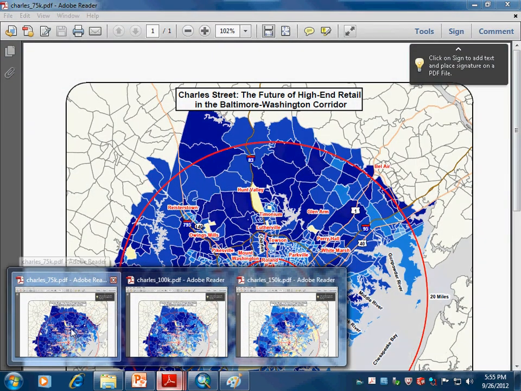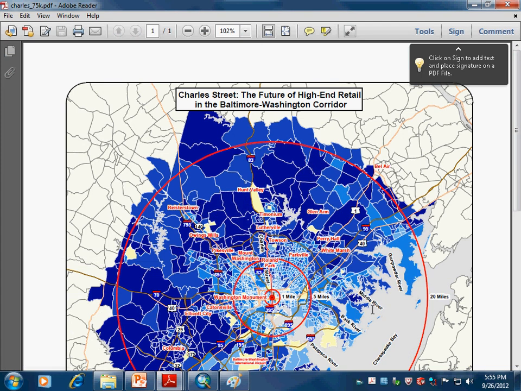So we're trying to tell 3 different stories, and so the threshold was 75,000, 100,000, or 150,000. We wanted to see how many households were within a certain proximity of that corridor, so we could see who would actually patronize those establishments. Is there a distribution of wealth in the Baltimore region that would actually be able to support those kind of high-end retailers if they relocated to this Charles Street corridor, which you can see I've highlighted here in red as well.